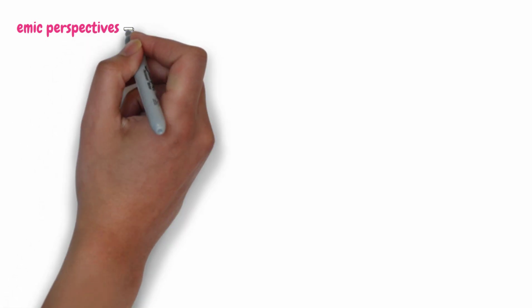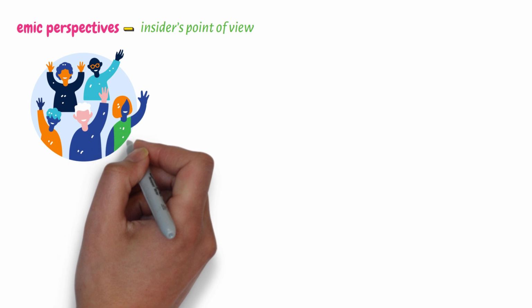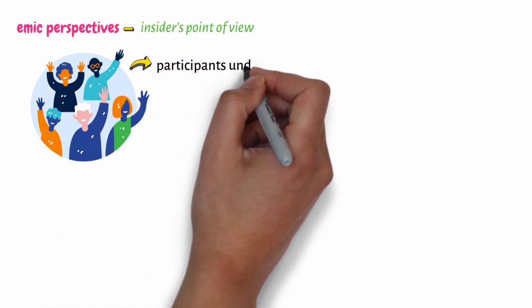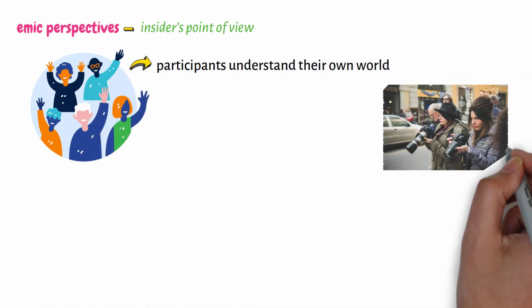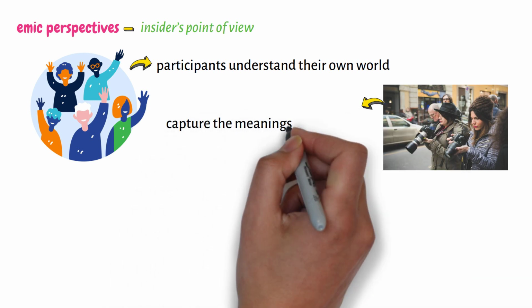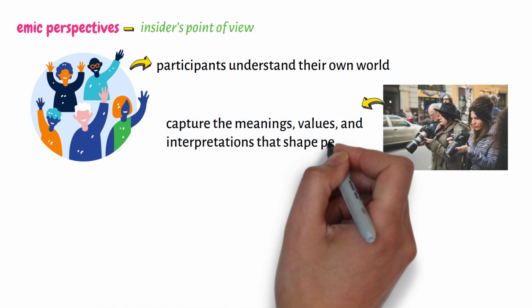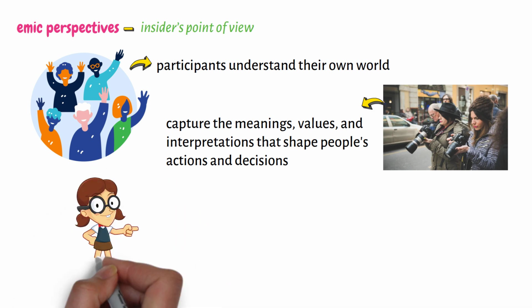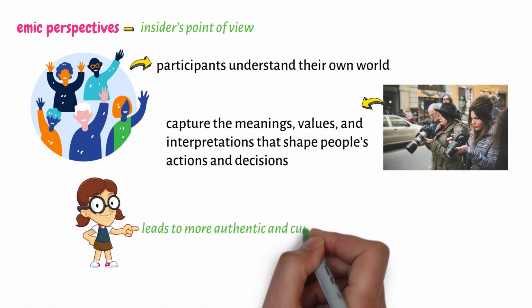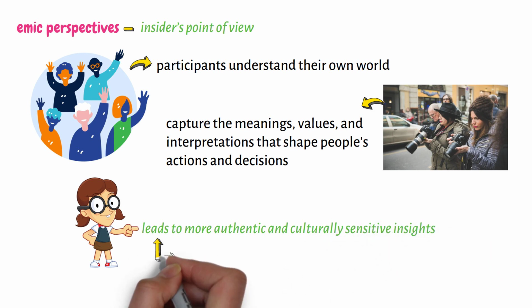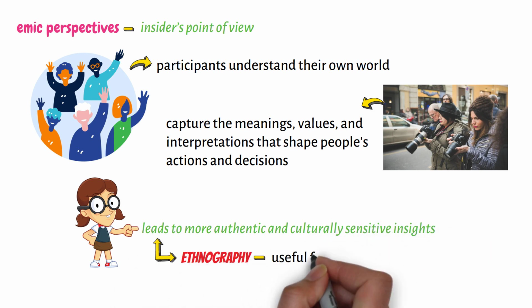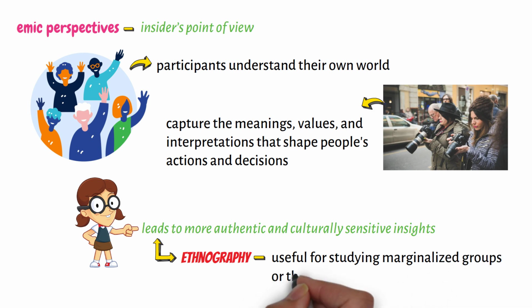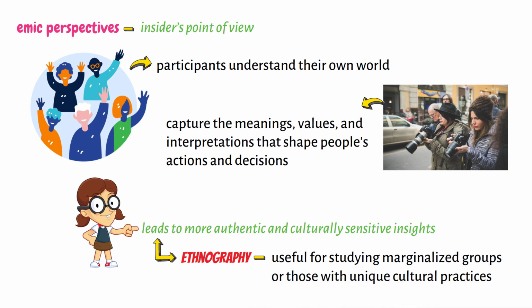Ethnography also emphasizes emic perspectives, or the insider's point of view. By focusing on how participants understand their own world, ethnographers can capture the meanings, values, and interpretations that shape people's actions and decisions. This leads to more authentic and culturally sensitive insights, making ethnography especially useful for studying marginalized groups or those with unique cultural practices.